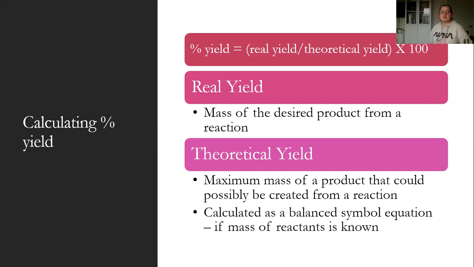Our theoretical yield is our maximum mass of a product that could possibly be created from a reaction. We can calculate this from a balanced symbol equation if a mass of reactants is known. So if we know a mass of reactants, we can use the idea of a balanced symbol equation, use the ratios. Well, if I've got this many moles of this, I've got this many moles of that.